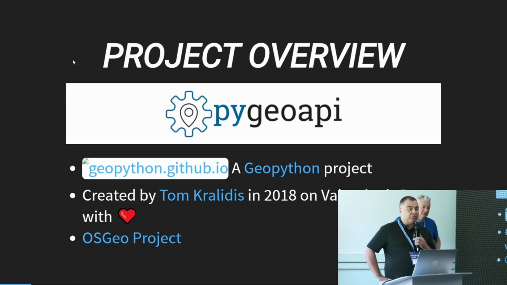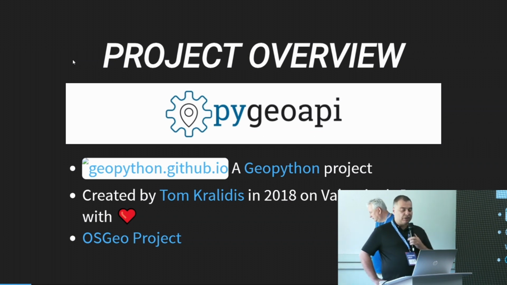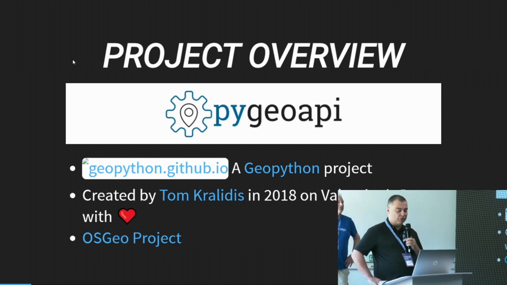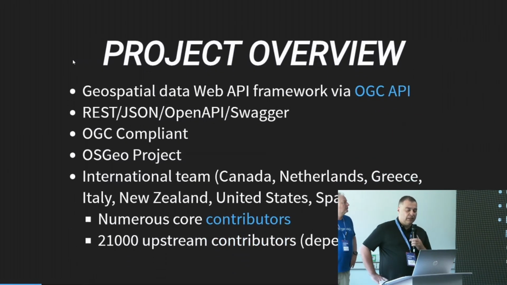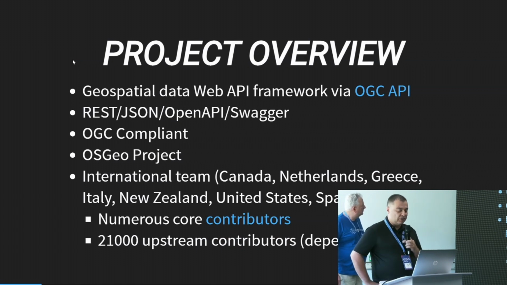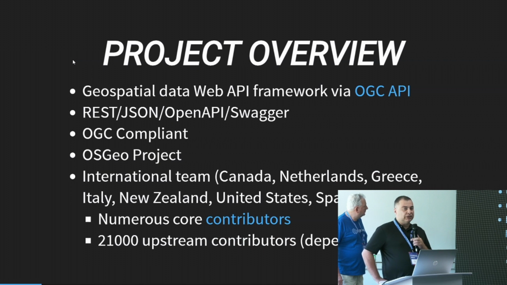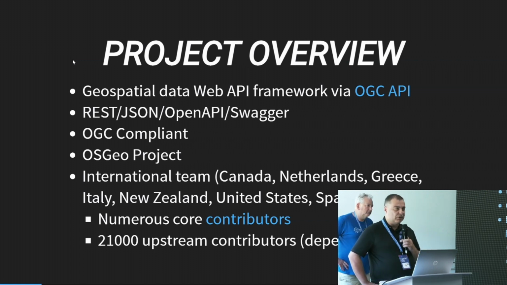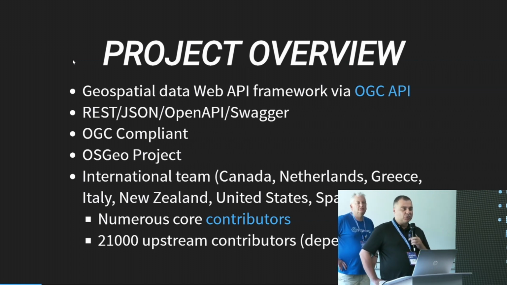PyGeoAPI is a GeoPython project, and it was created in 2018. And last year at FOSS4G in Florence, we became an OSGeo project. It's a geospatial data web API framework written in Python, so a server implementation whose goal is to do all the OGC API standards. The OGC API effort is an activity to modernize the way we do APIs for geospatial services in OGC, and the goal of PyGeoAPI is to implement all of those OGC API standards.